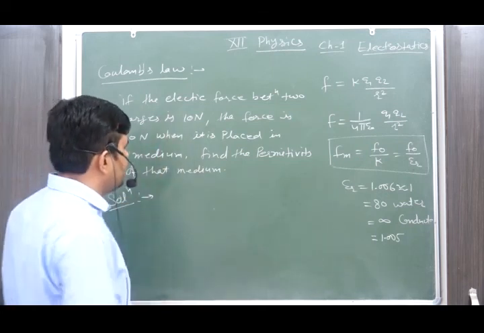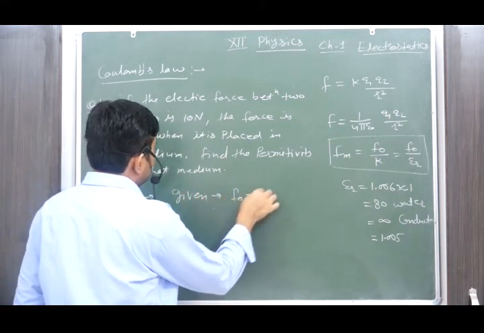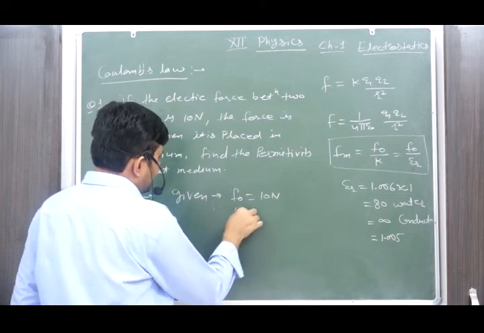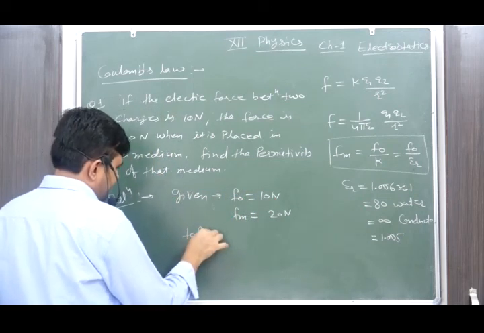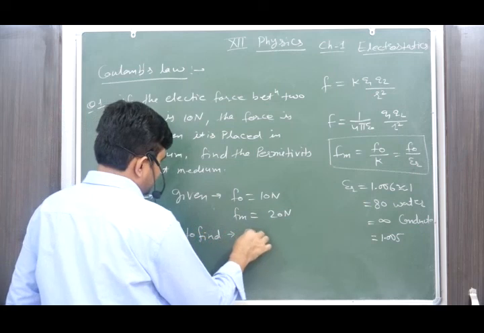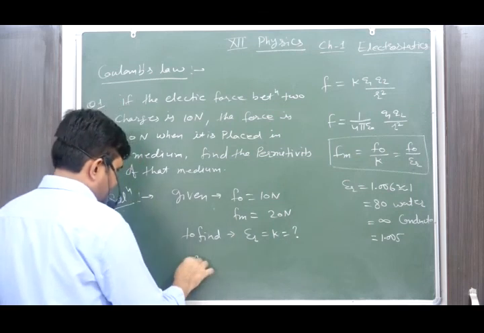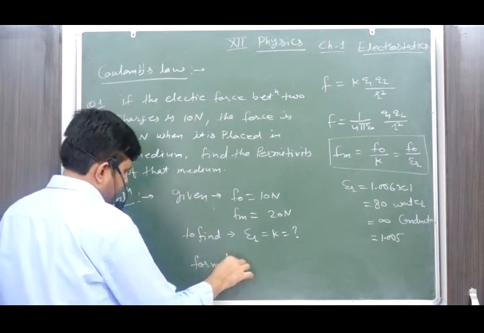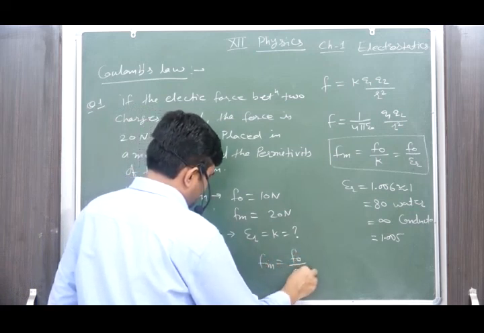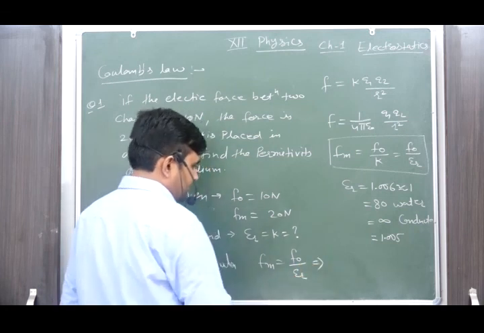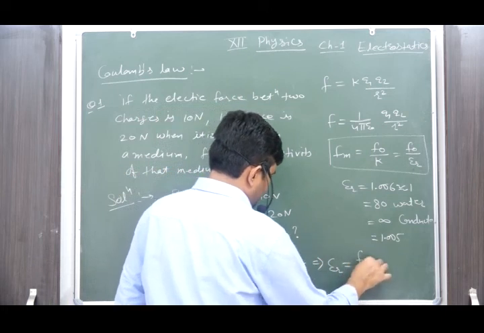First, the solution. Write down the given parameters. F naught equal to 10 Newton, and F medium is given as 20 Newton. Next, what to find? The relative permittivity epsilon R, or the value of K. Next, the formula. The formula is Fm equal to F naught upon epsilon R. It means from this formula we get epsilon R equal to F naught upon Fm.